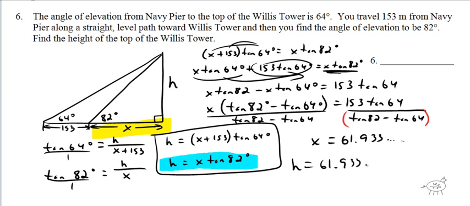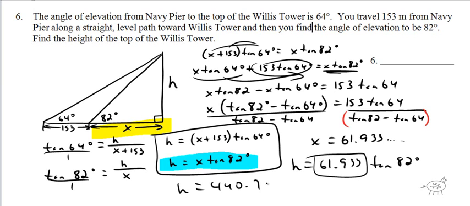61.933. By the way, don't round. This is stored in your calculator. Times tangent of 82 degrees. So you multiply all that out, and we wind up getting h equals 440.7 meters. So there's your answer, 440.7 meters. Make sure you know how to do that problem. Like I said, it's on the quiz, on the test, in the homework tonight, in the homework tomorrow night. Make sure you know how to do it.